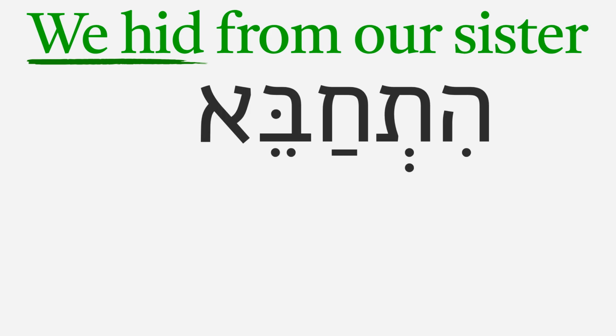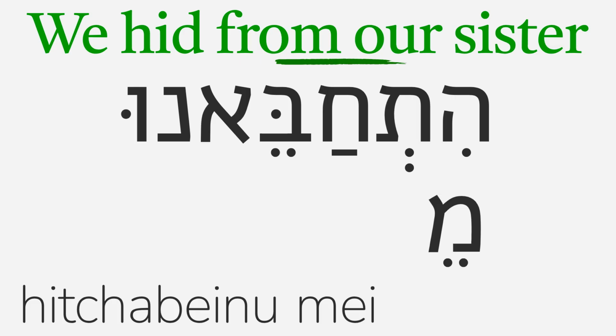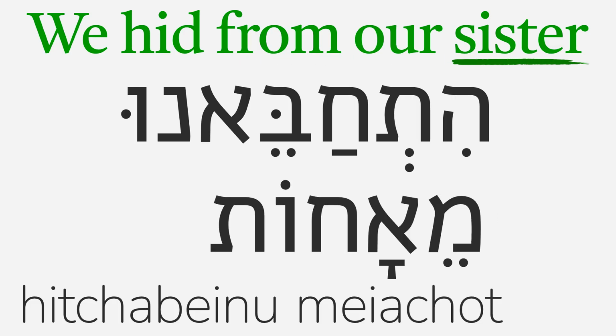Let's say we hid from our sister. The verb we hid is talking about hiding ourselves, so it can be the reflexive Hitpael verb hitchabe. This is a past tense verb, the simplest form of which is hitchabe, he hid. To make the subject we, we just add nu. Hitchabenu, we hid. From is me, and sister is achot.